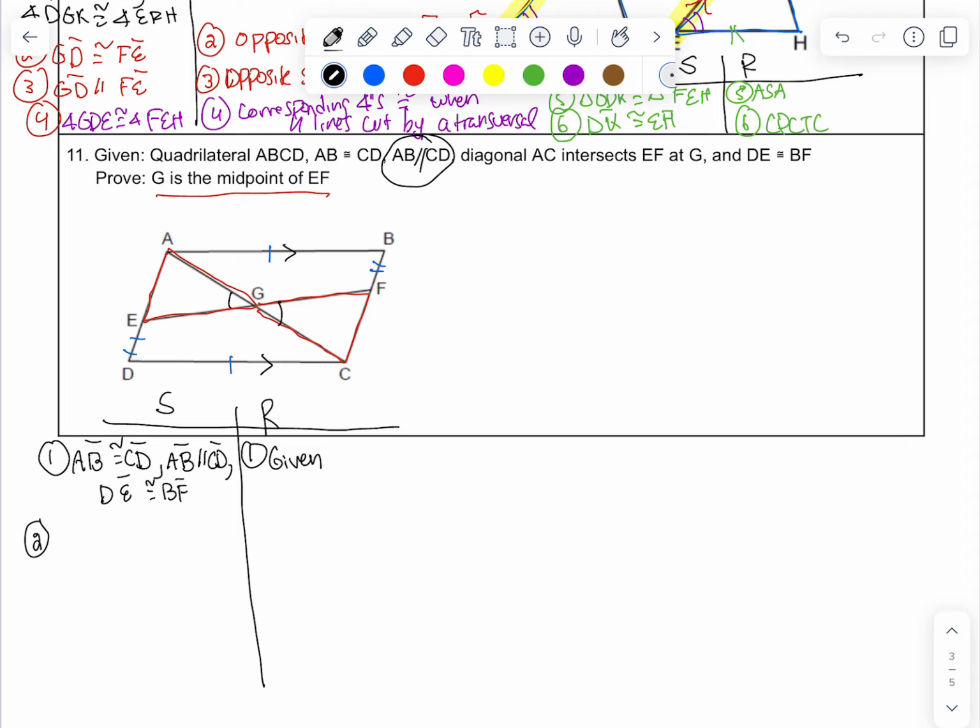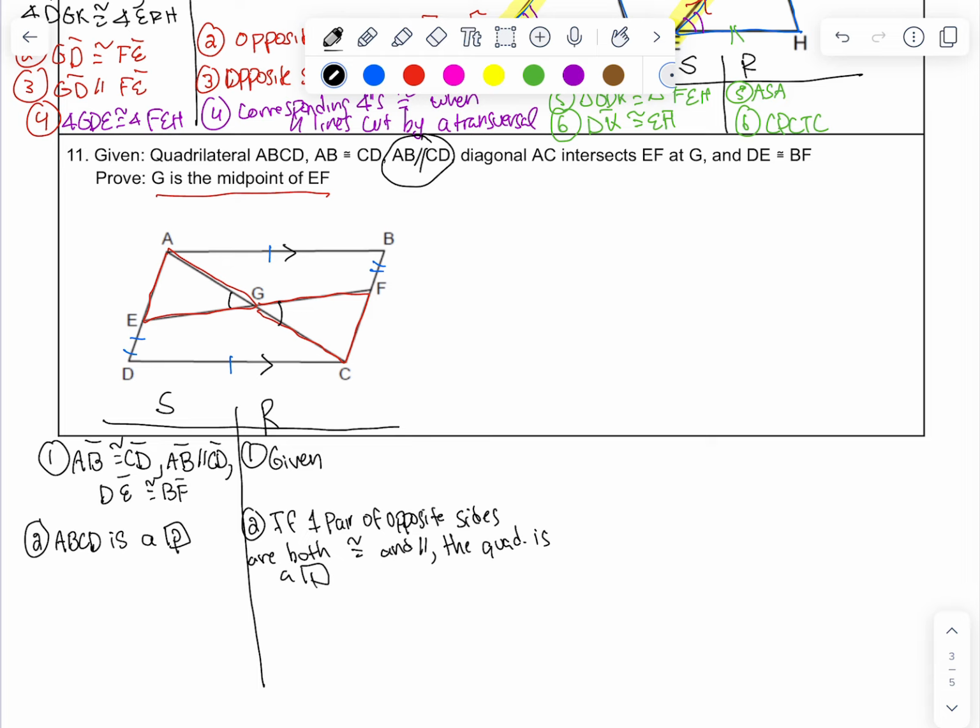Now I'm going to say ABCD is a parallelogram if one pair of opposite sides are both congruent and parallel. The quadrilateral is a parallelogram. And now that I know it's a parallelogram, I can start to say some other things.